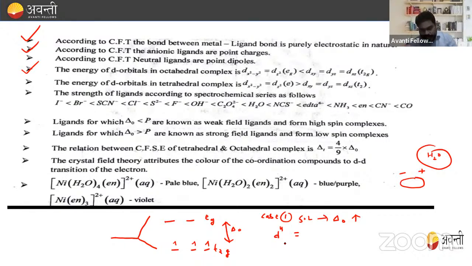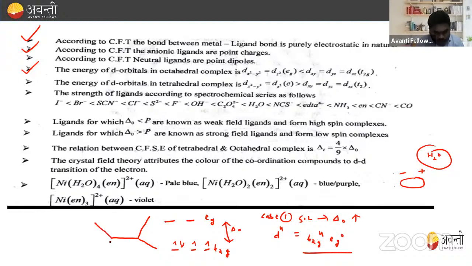So if the ligand is strong, then what is the configuration? Then the configuration will become T2G4 and Eg0. T2G4 and Eg0. There is no electron in the Eg orbital, right?